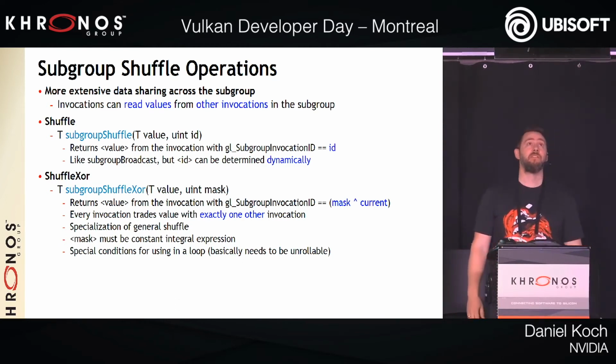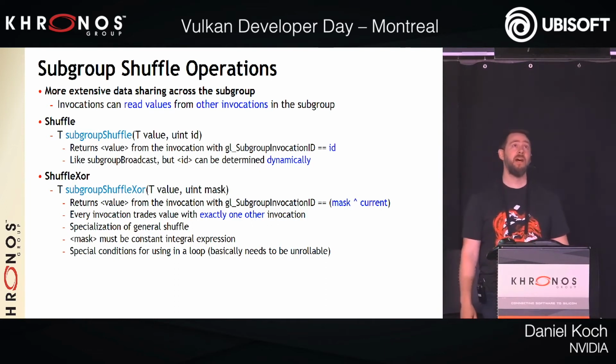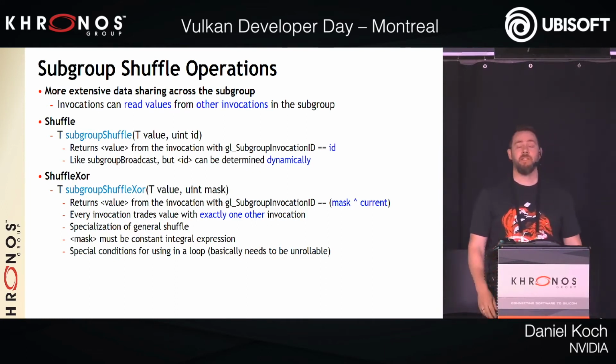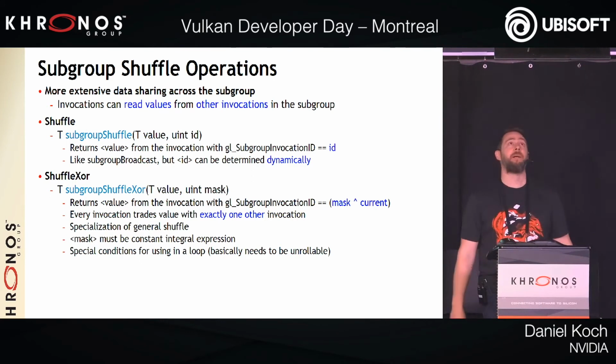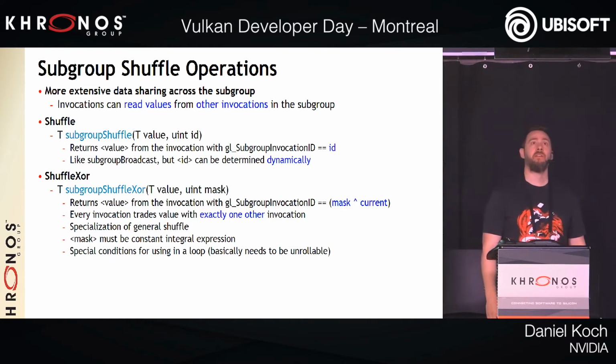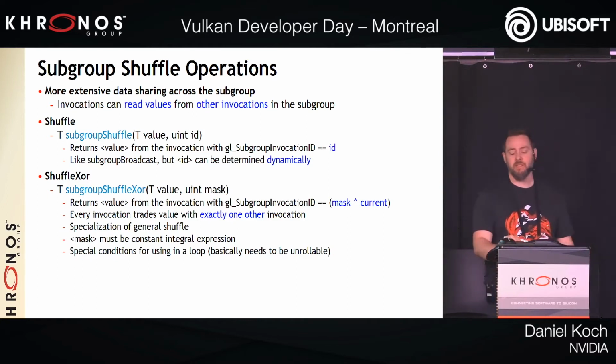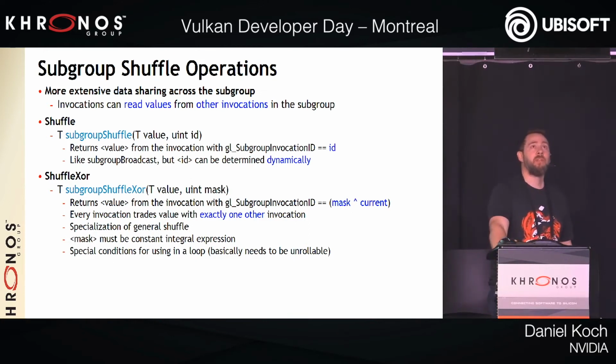Shuffle XOR, subgroup shuffle XOR, basically lets you swap a set of invocations using the mask that you provide to it. So each invocation trades with exactly one other invocation, and it's basically a specialization of the general shuffle. But it's a pretty common operation that you need. In this case, though, the mask needs to be a compile time constant integral expression.